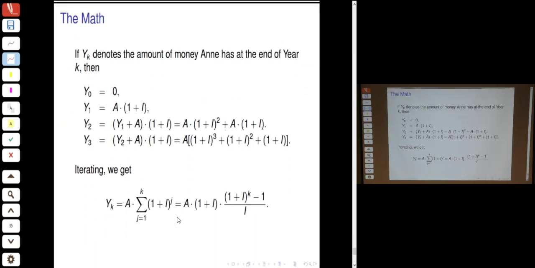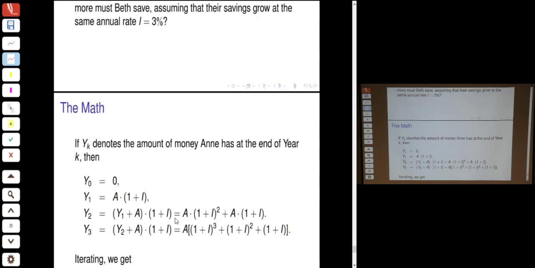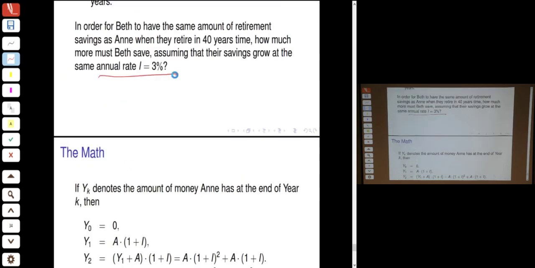So suppose Yk denotes the amount of money Anne has at the end of year k. Then she starts from 0, so that is at year 0. So no time has passed, she has saved it. At the beginning of the first year, she saves $A, and she invests it so that the savings inflate by a certain amount at the end of the first year. So by how much does it inflate? The annual interest rate is 3%.